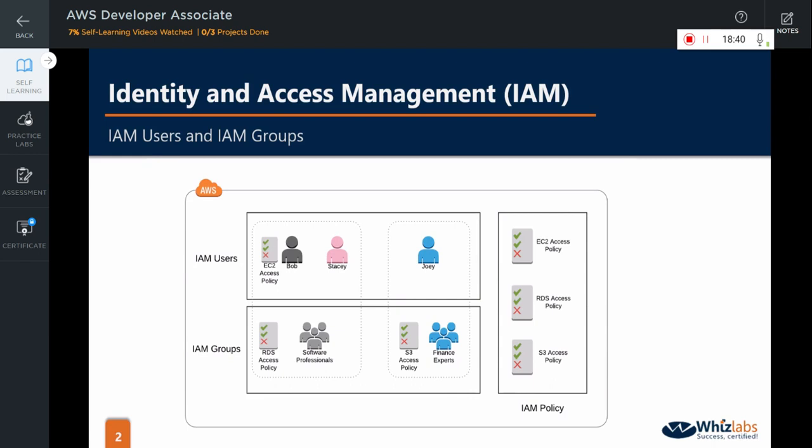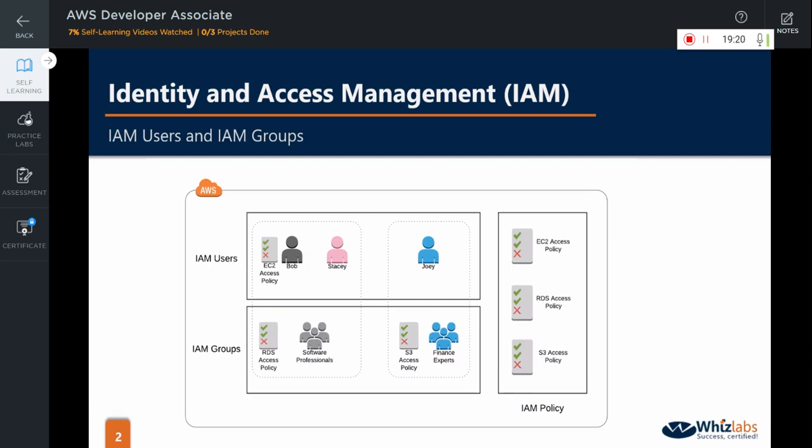We will first create IAM users, Bob and Stacy. Then we'll add another new user, Joey, the financial analyst. Then we will create two groups, software professionals and finance experts. Since all the software professionals need access to the servers, say the production server, that is RDS or relational database systems, we will create the policy and attach it to the software professionals group. Similarly, we will create and attach the policy that will give the finance experts access to the documents that are stored in S3.